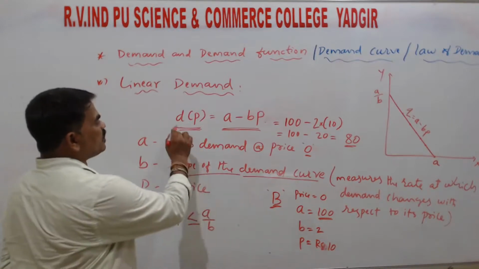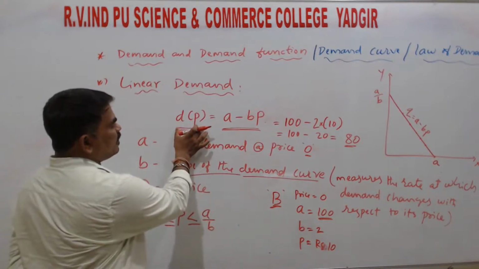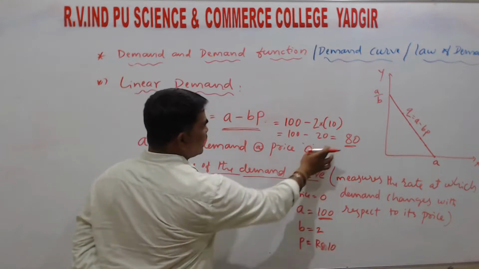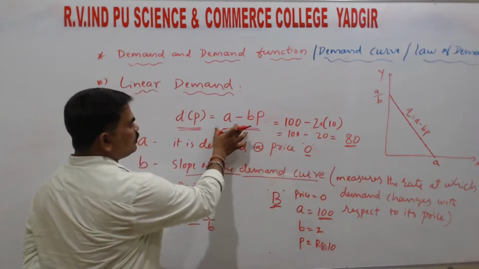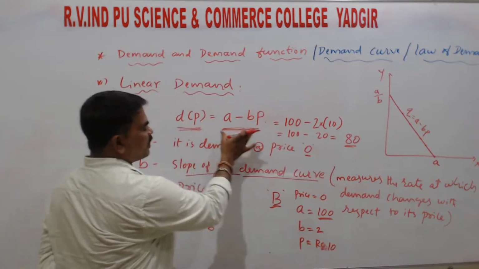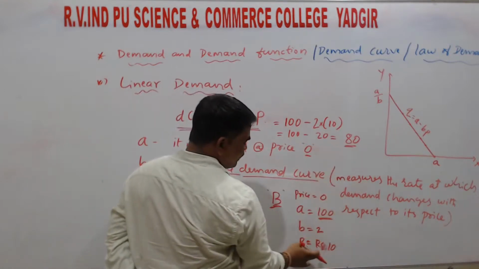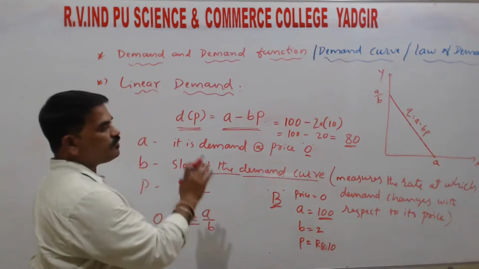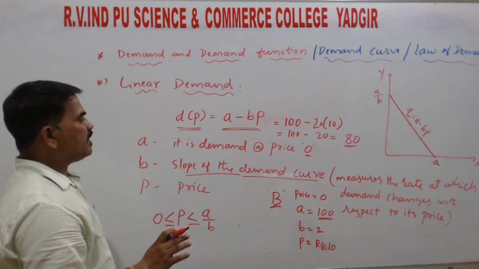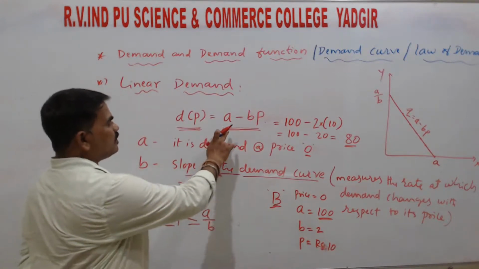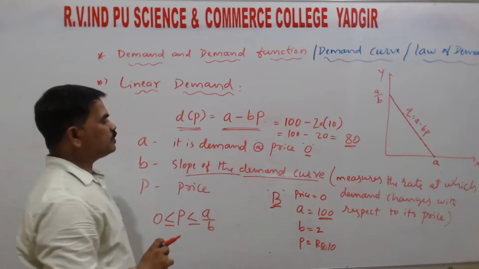Correct? So this is what we need to understand. The demand for banana at price 10 is 80, because with the help of this equation we found out that the demand for banana is 80 when the price is 10. This is how we can calculate the demand with the help of the price and the A and B values.